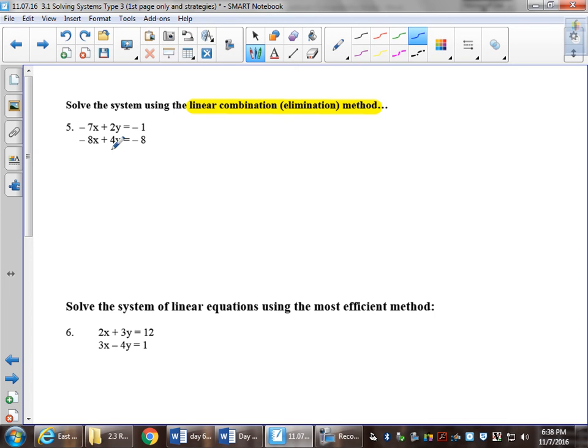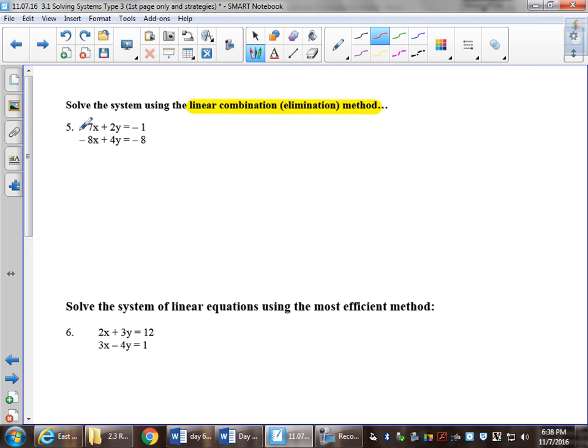At first glance, I look at this positive 2y and this positive 4y. That catches my attention because right away I know that I can use multiplication to get this to be a positive 8y and this to be a negative 8y. So I choose to get my y's to cancel. If you want to work on x's, you're more than welcome.